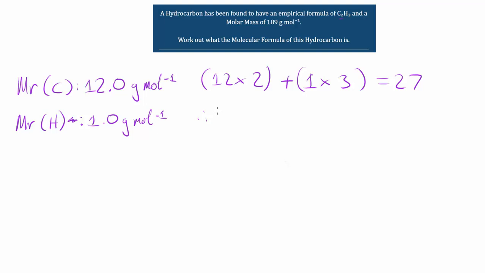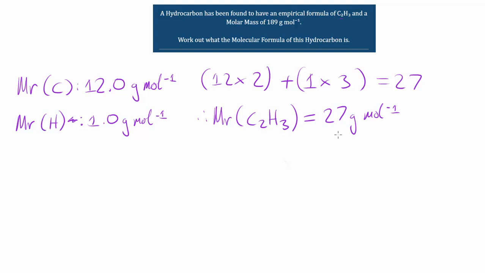Therefore, the Mr of C₂H₃ is equal to 27 grams per mole, right? Now that 27 is what we effectively have now, which we didn't have at the start. We have a molar mass now for our empirical formula, and we have what's given in the question, the 189, the molar mass for our actual molecule, right?